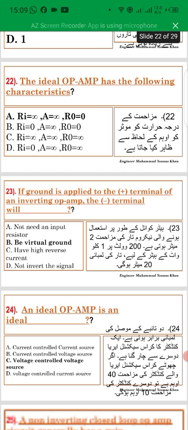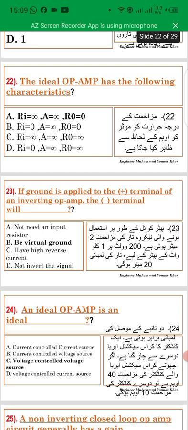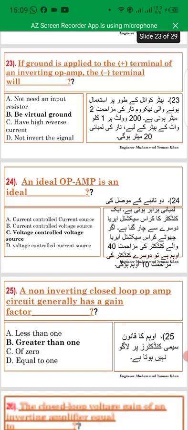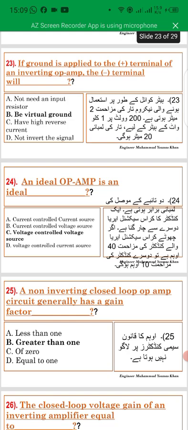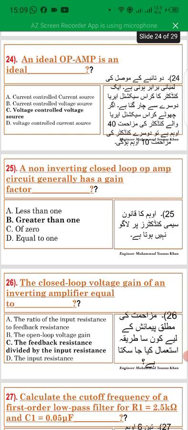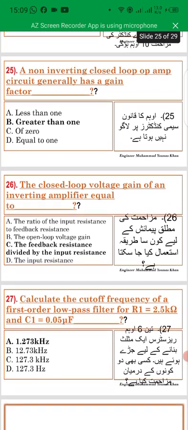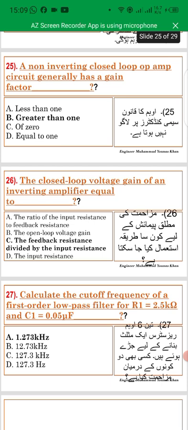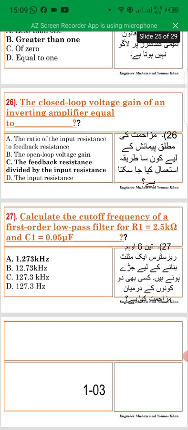The ideal op-amp has the following characteristics: Ri equal to infinity, A equal to infinity, R naught equal to 0. If the ground is applied to the positive terminal of an inverting op-amp, the negative terminal will be virtual ground. An ideal op-amp is an ideal voltage controlled voltage source. A non-inverting closed loop op-amp circuit generally has a gain factor greater than 1. The closed loop voltage gain of an inverting amplifier is equal to the feedback resistance divided by the input resistance.